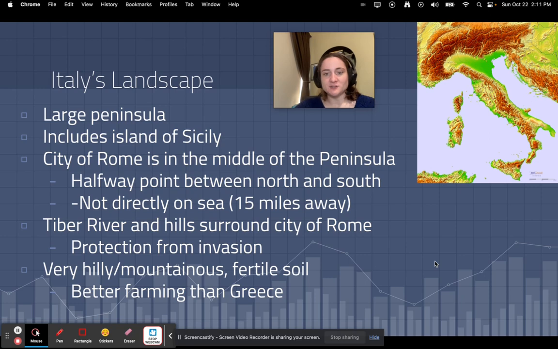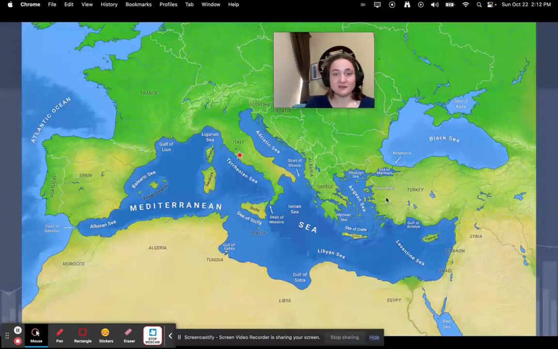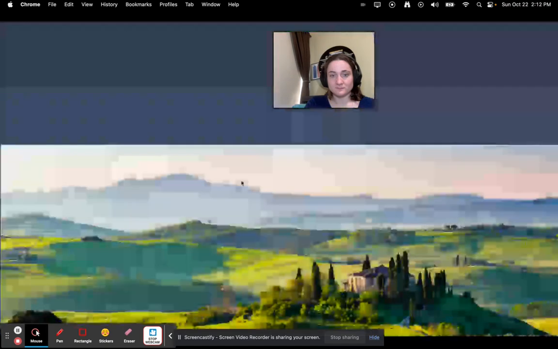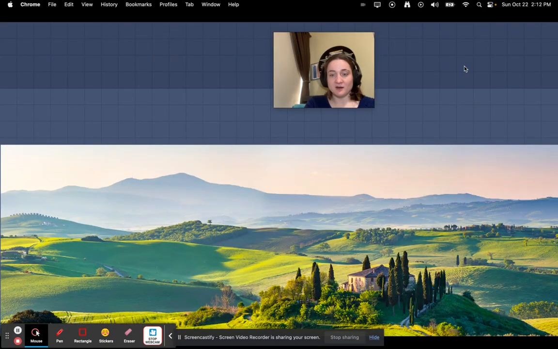The Tiber River and hills surround the city of Rome. This is really important to why it lasted so long, because it had natural protection from A, the river, and B, the mountains. It is also very hilly and mountainous across Italy, but it also has very fertile soil, something that Greece did not have. If you remember from last unit, we talked about how Greece did not have great soil. So, again, here is the city of Rome. And here's kind of a landscape of what Italy looks like. You can see rolling hills, and then some of the taller mountains, lots and lots of farmland.